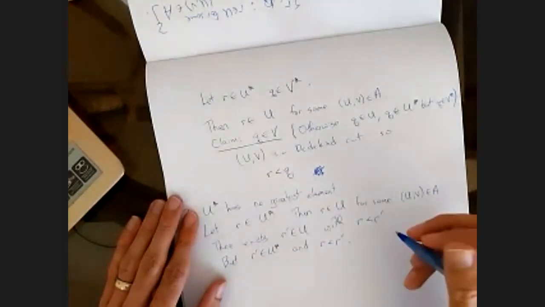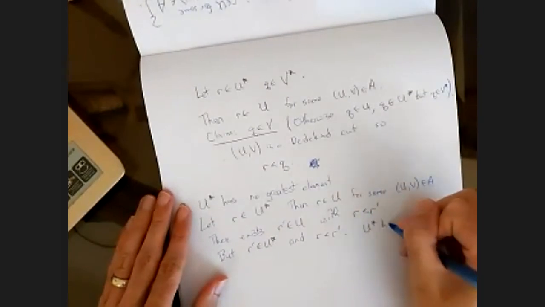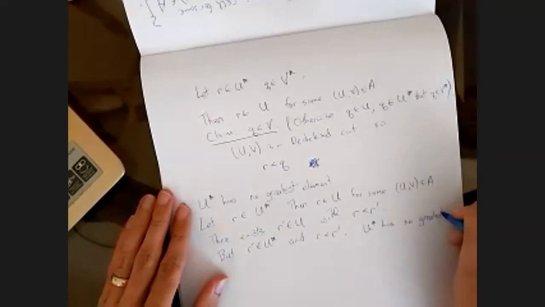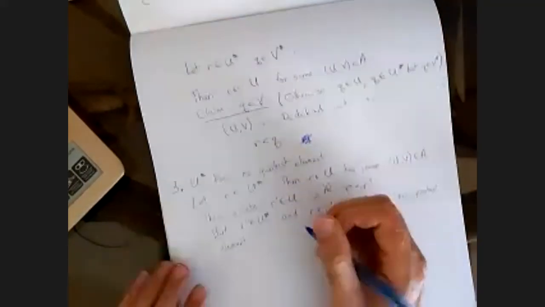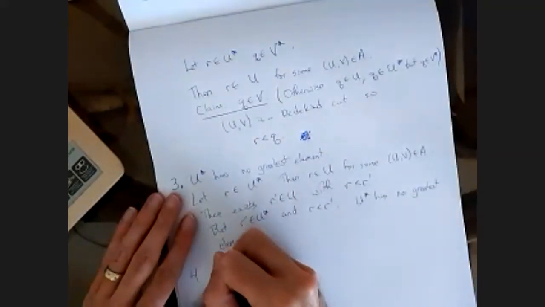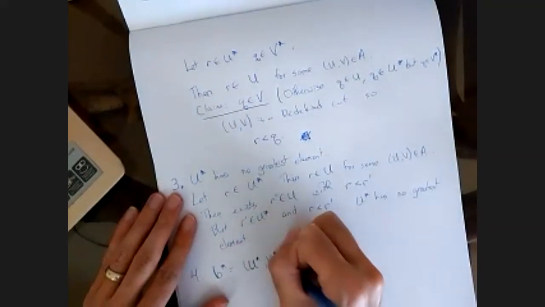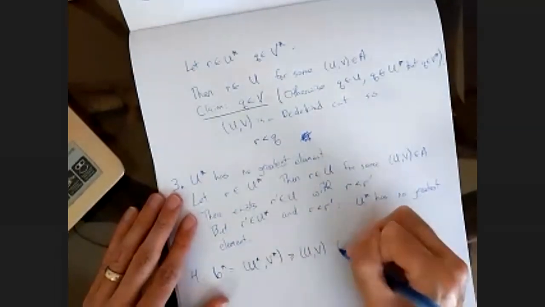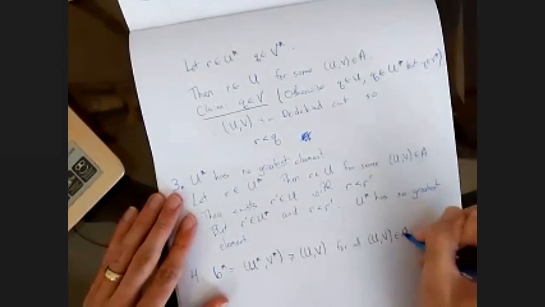Okay, so U star has no greatest element. So now we have a Dedekind cut, for B star equals U star. V star is bigger than or equal to UV for all UV in A.